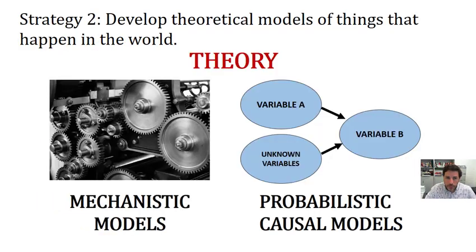The second strategy is to develop theoretical models of things that happen in the world, or phenomena that occur in the world. And ideally, we develop mechanistic models. So models in which we determine the different structures and the connections of those structures and how those structures work.